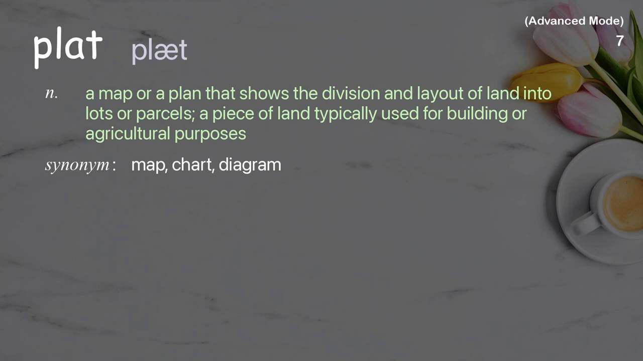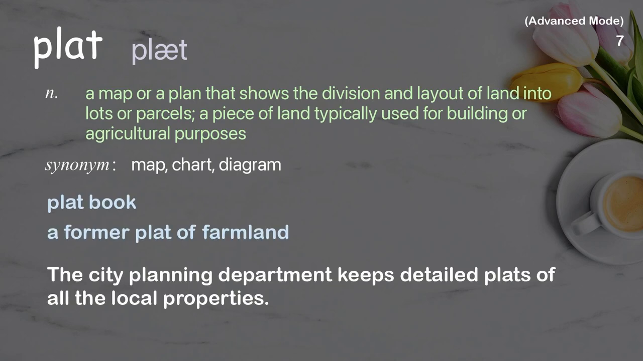Plat. A map or a plan that shows the division and layout of land into lots or parcels, a piece of land typically used for building or agricultural purposes. Examples. Plat book. A former plat of farmland. The city planning department keeps detailed plats of all the local properties.